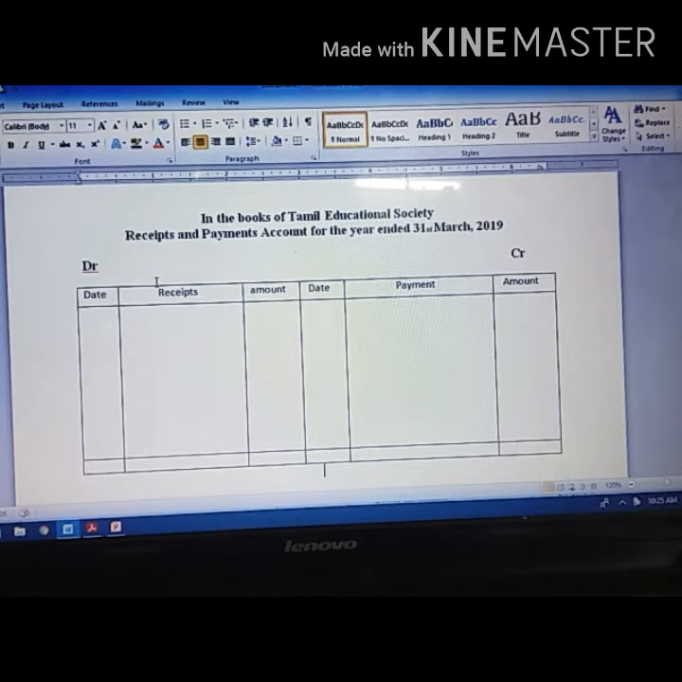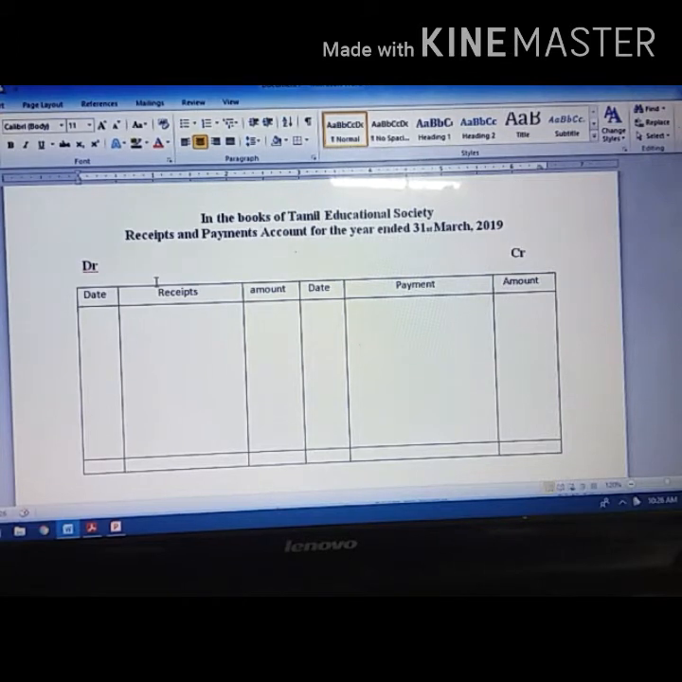So now we are going to start illustration 1, page number 43. So take page number 43, illustration 1. Here we have an opening cash balance on 1/4/2018 of 18,000. Then they give rent paid 6,000. So rent paid is a payment. Scholarship given is also a payment. Entrance fees received is a receipt. Building purchase is a payment. Staff salary is a payment. Subscription received is a receipt. So these are the only 7 items given in illustration 1.